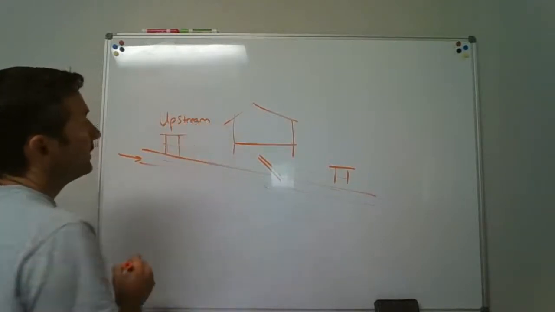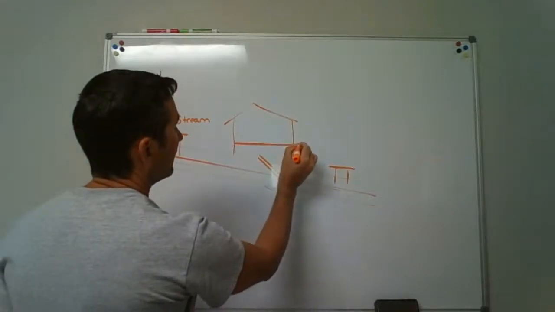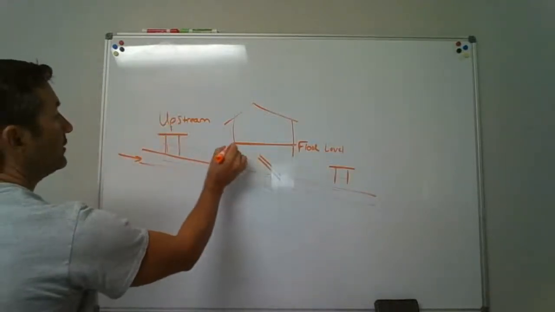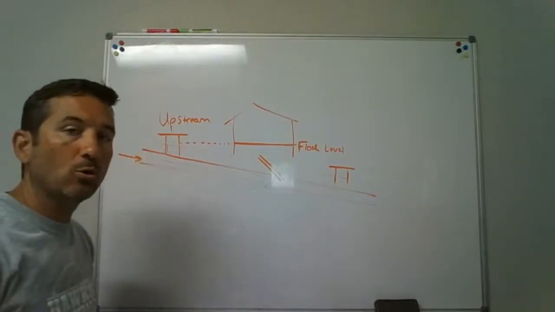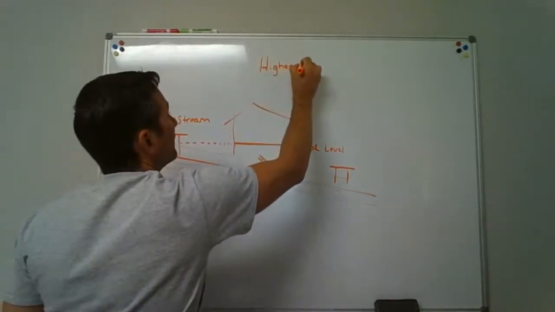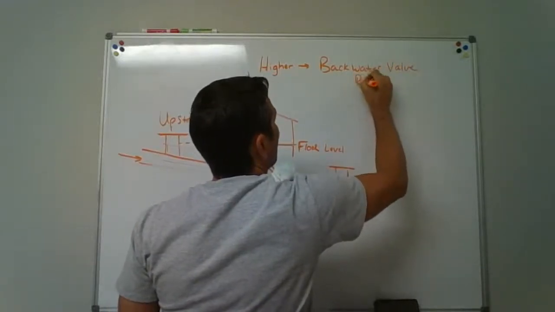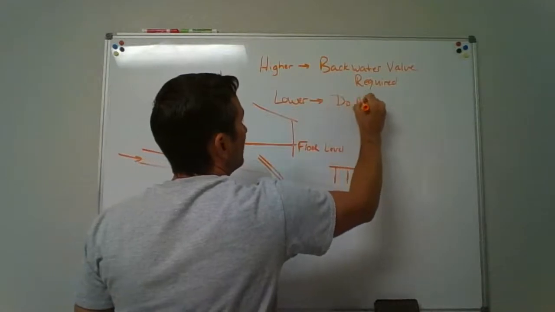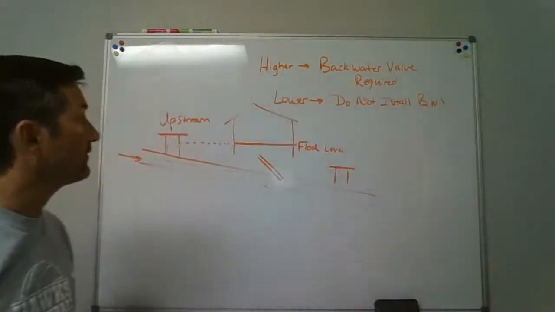You look at the upstream manhole and you say, is this upstream manhole lid level higher or lower than our floor level? Okay, upstream manhole, floor level. You go straight across and you say, the upstream manhole is higher. So if the upstream manhole is higher, you do need a backwater valve. If the upstream is higher, backwater valve needed. If it's lower, do not install. Do not install that backwater valve, okay?